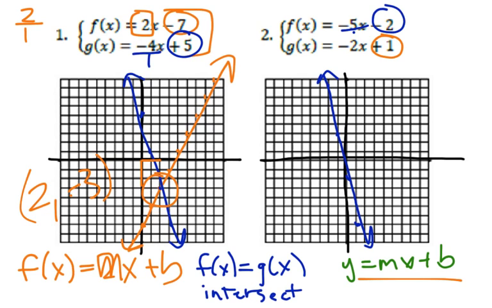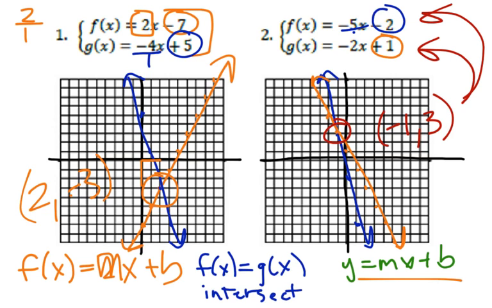Then we graph our second one. We start out at a positive 1. We're going down 2 and to the right 1, down 2 to the right, down 2 to the right. Or we can go backwards and go up 2 and to the left. And you should see where they're going to intersect. Right about here, which would be -1, +3. So that's where they're the same. That point is where they both are the same.